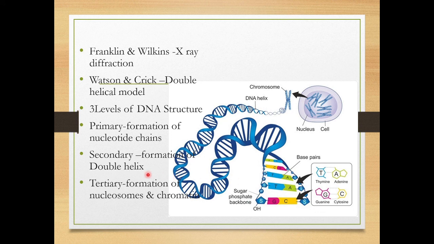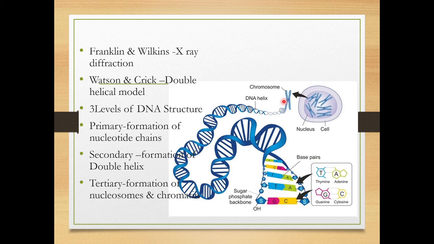And the secondary level is the formation of the double helix. These two chains coil around each other to form a double helix. So this is the primary level, and both together form the double helical structure. This is the secondary level. And the third one is the tertiary level, the formation of nucleosomes and chromatin. It simply means much more coiled forms. The chromosomes and chromatins look like the tertiary formation. So there are three levels of DNA formation: primary, secondary and tertiary.